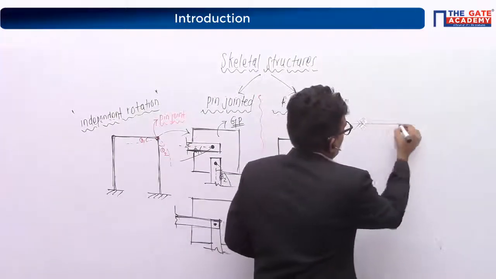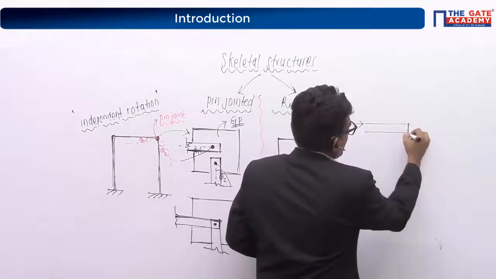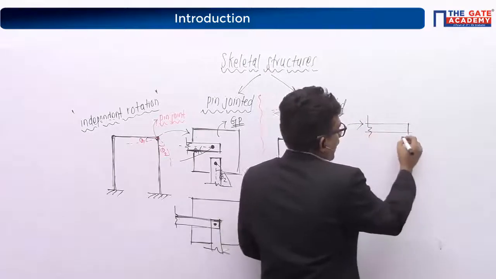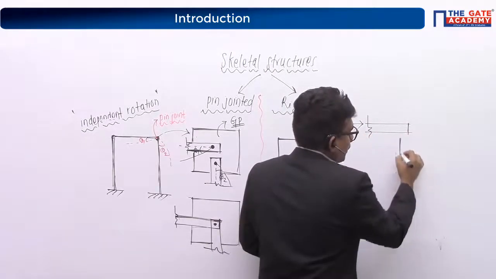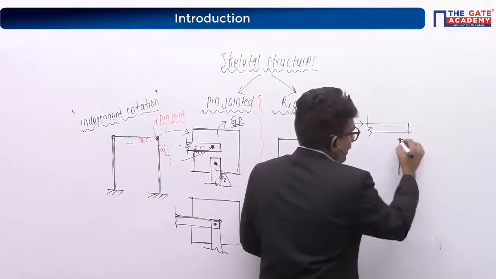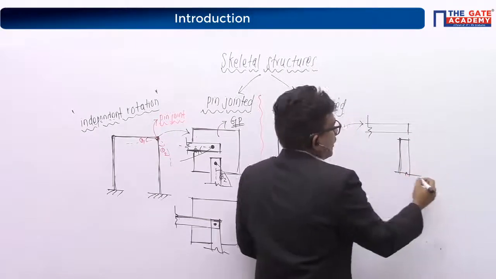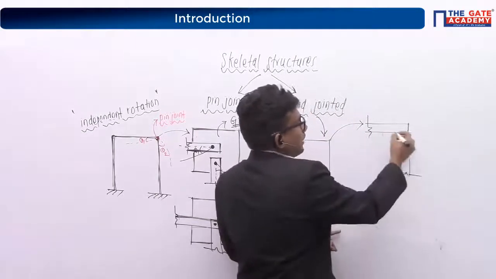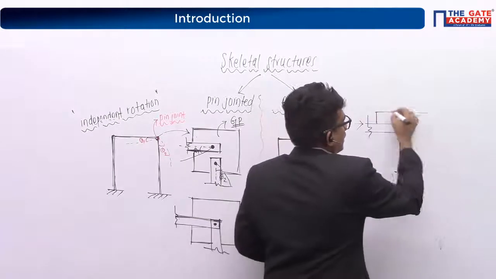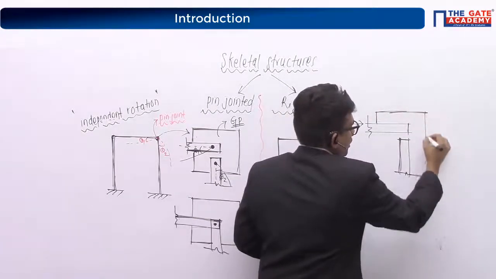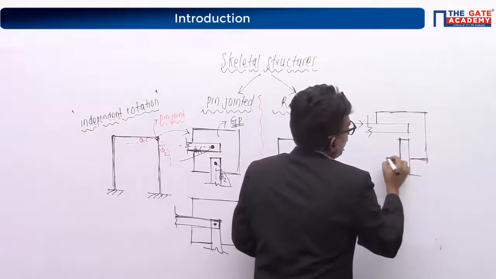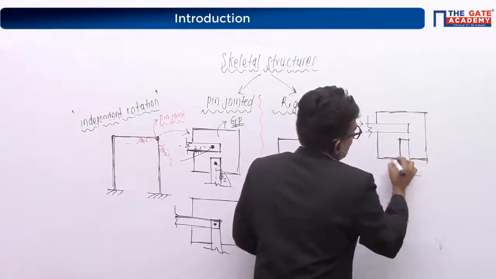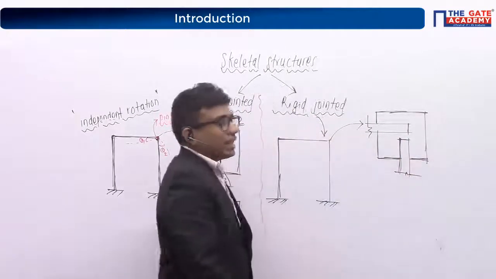One member will be our beam, and this will be our column, right? These two, the column and the beam, will be connected together in a plate called a gusset plate. This will be connected together in a gusset plate.